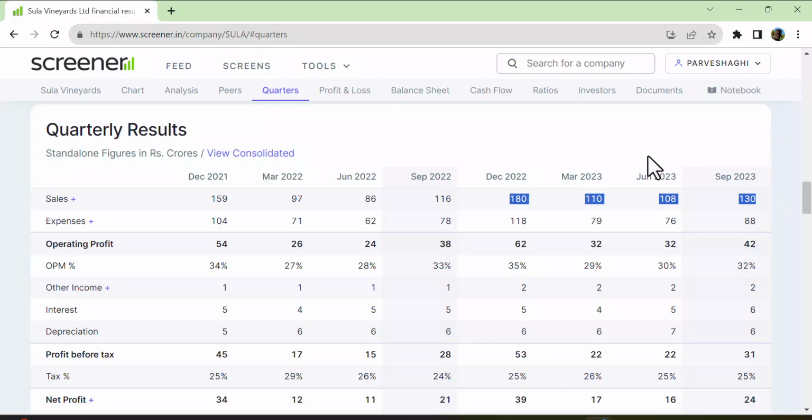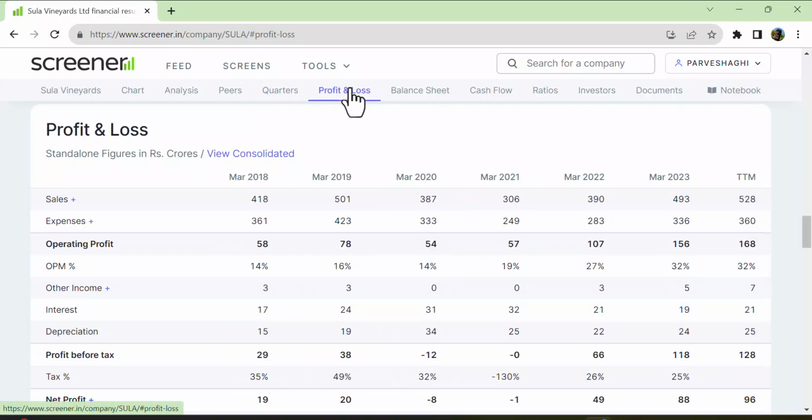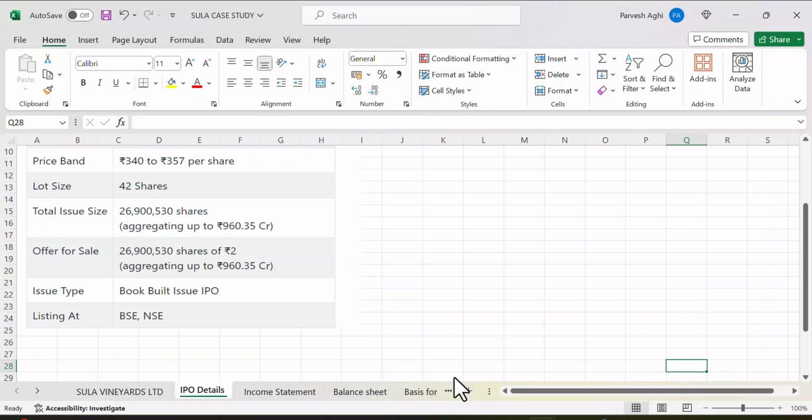ठीक है, चलो anyway. So coming back to the profit and loss account. Is the company growing according to you after the dip in the COVID time? The company is doing a good job. Okay. Now, what you have to do is just open this Excel sheet which I have. Have you opened this Excel sheet?